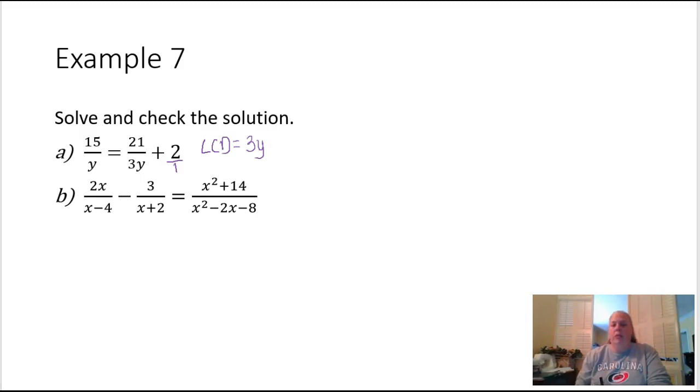Okay, so now that we have our least common denominator, remember I'm going to take it and multiply each one of my individual terms times that denominator. All right, and that's going to look like this. We've got 15 divided by y times that least common denominator 3y, and remember this is over 1. This is going to be equal to 21 divided by 3y times that least common denominator 3y divided by 1 plus, this is 2 over 1, times the least common denominator 3y over 1.